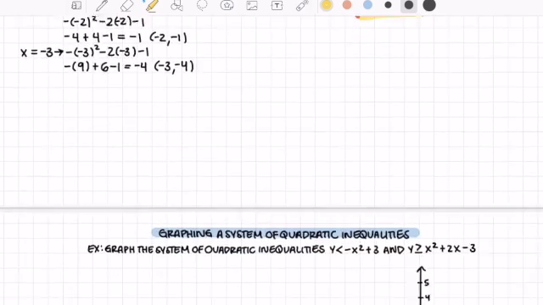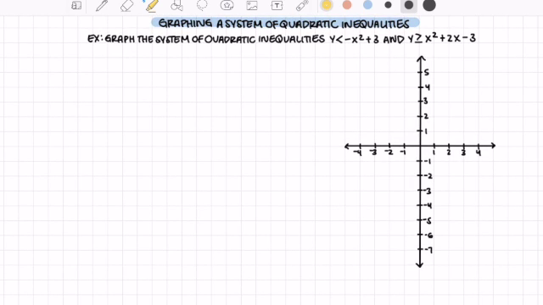Let's try out one more. In this case, let's look at two different inequalities. Graph the system of quadratic inequalities for y less than negative x squared plus 3 and y greater than or equal to x to the power of 2 minus 3. Okay. So, first thing I want to do, let's start off by graphing out y being less than negative x to the power of 2 plus 3.